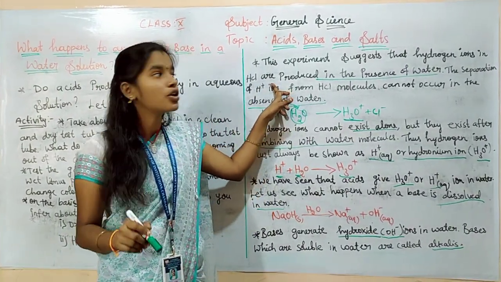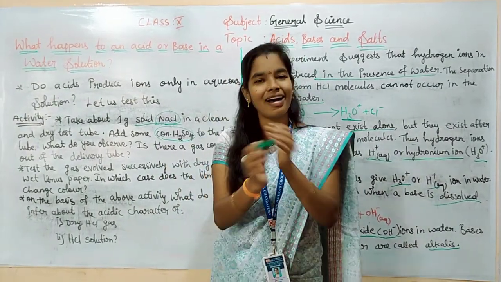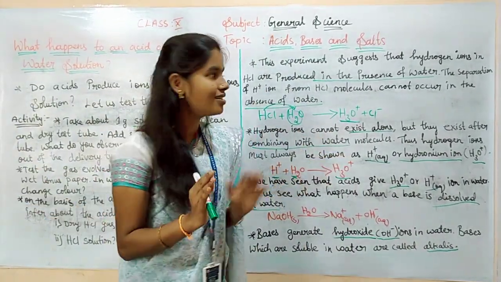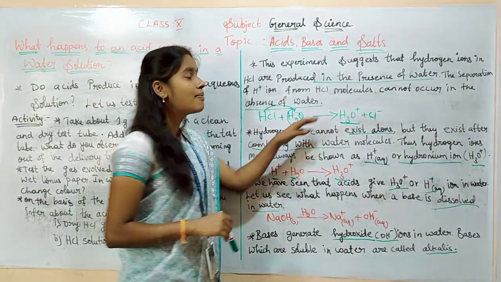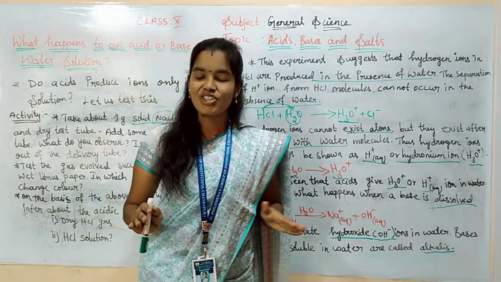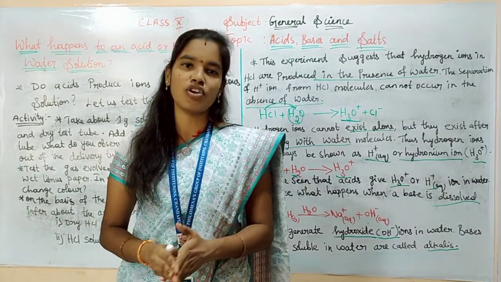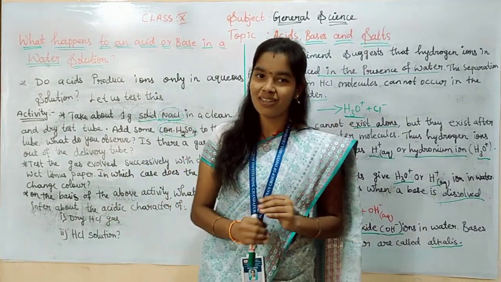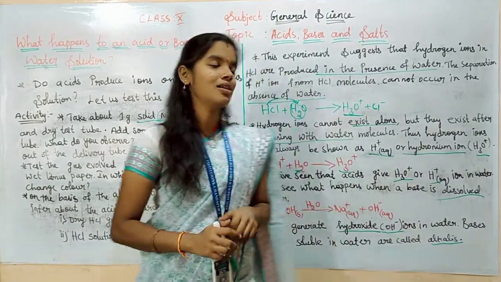So hydrogen ions are produced in the presence of water only, or else it will not produce the ions. The separation of H plus ion from HCl molecules cannot occur in the absence of water. It will not dissociate H plus ions in the absence of water. In the presence of water only, HCl will dissociate H plus ions.